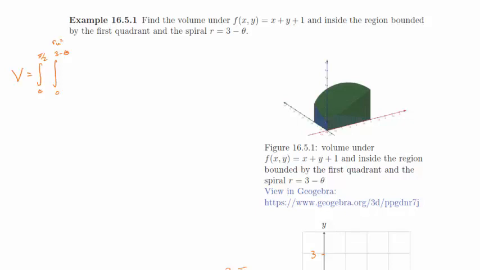And so for my function here, we plug in r cosine of theta and r sine of theta for x and y. So we get (r cosine of theta plus r sine of theta plus 1) times r, and then dr d theta. This equals the integral from 0 to pi over 2 of the integral from 0 to 3 minus theta of (r squared cosine of theta plus r squared sine of theta plus r) dr d theta.